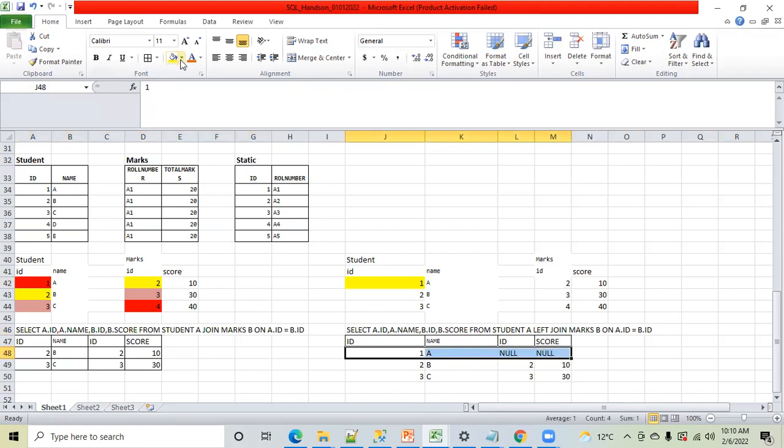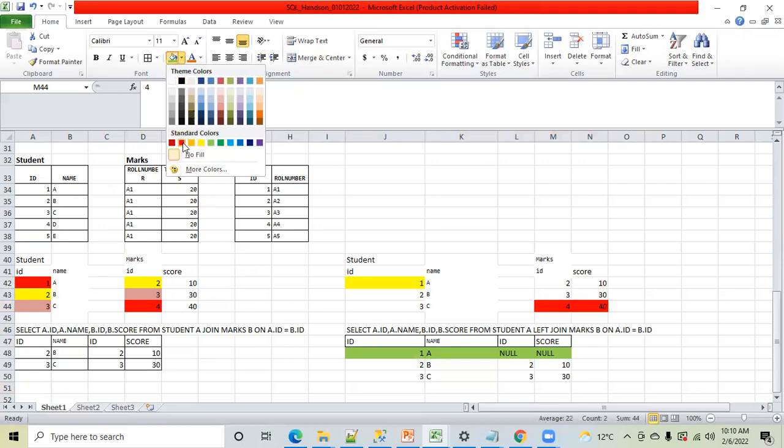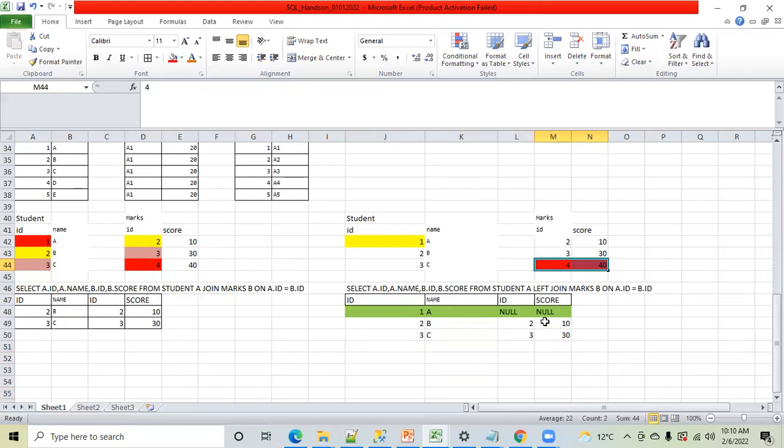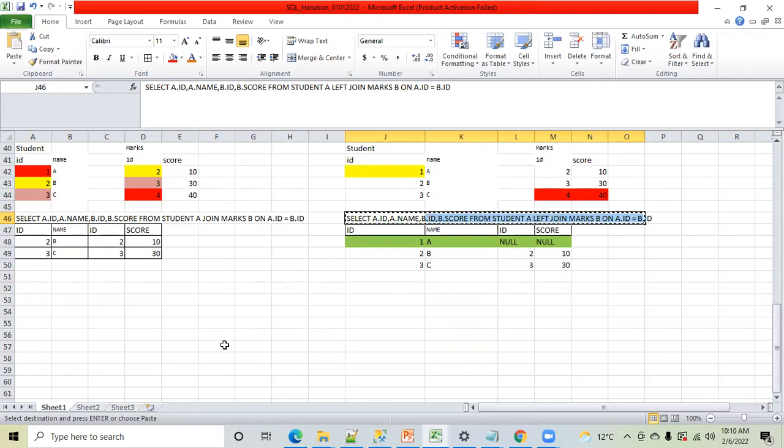Fine. Perfect. But here this ID 4 is missing. Why is it missing? I want all the data from the student table only, not from the marks table, apart from the matching ones. So that is why this ID 4 is missing here, right? Very good. I think you guys have understood this. Now, next question.